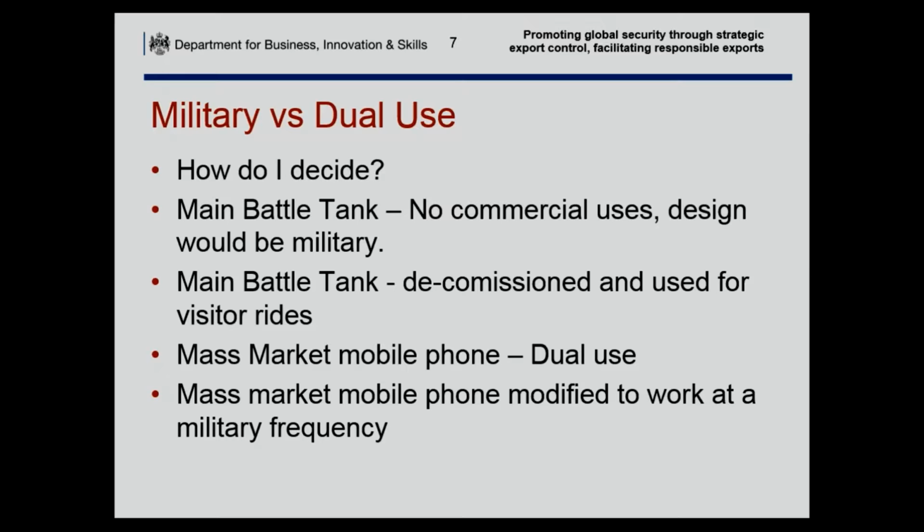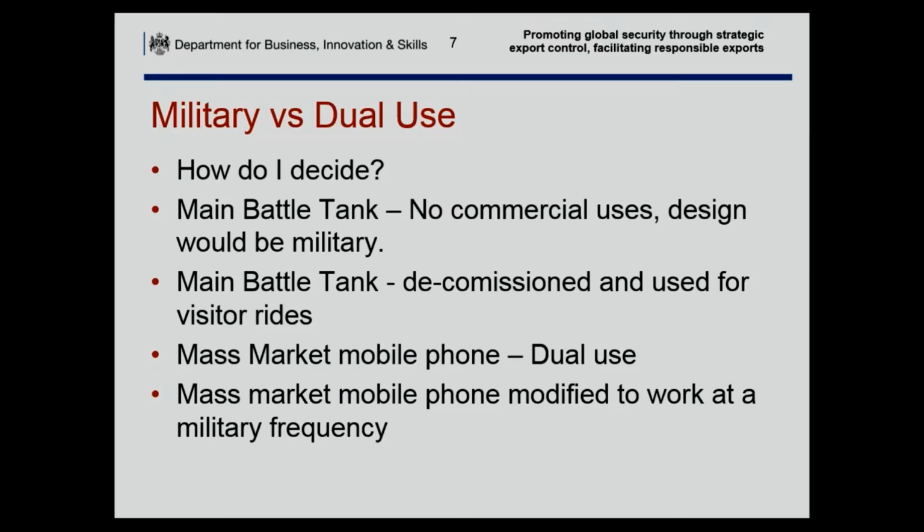The other side of the coin, if we're looking at a dual-use item, well, the mass market mobile phone that you've probably all got sitting in your pockets, that's a classic example of a dual-use item. It's been designed for anyone to use, so it's commercial users, but equally someone in the military could buy that phone and use it. It doesn't change its designation from being a dual-use item. It's still considered against the dual-use list. And in fact, most mobile phones would not be controlled. They're not on that list.